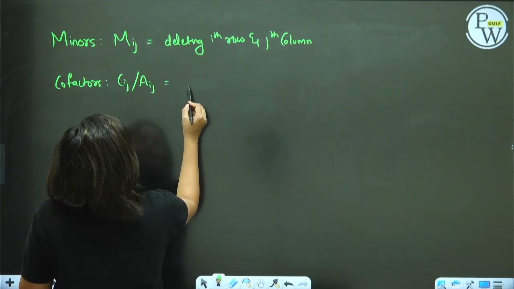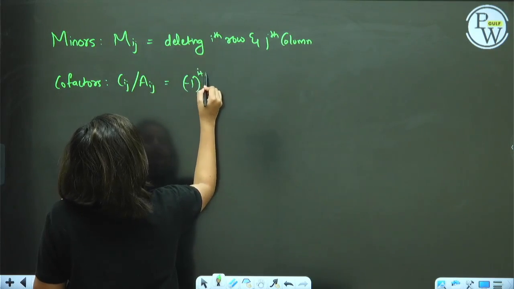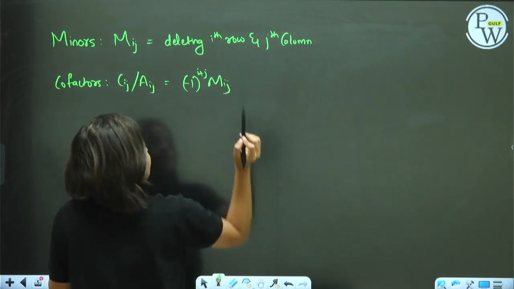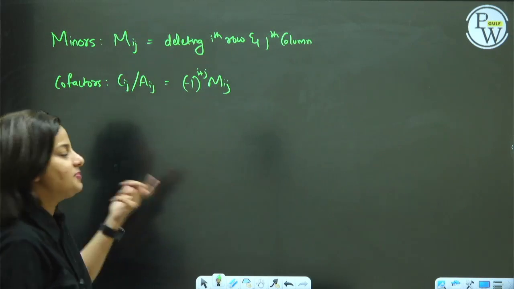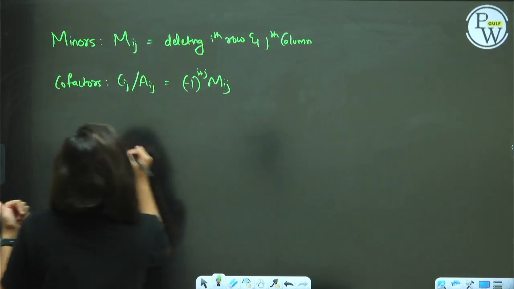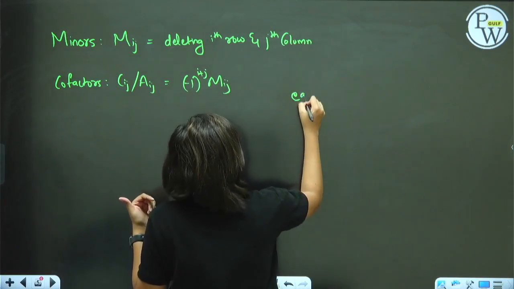And the next thing is cofactors, written as Cij, also a capital Aij. And it is nothing but minus 1 raised to i plus j times Mij. Cij is minus 1 raised to i plus j times Mij. Let's take an example, short and simple one, order 2.